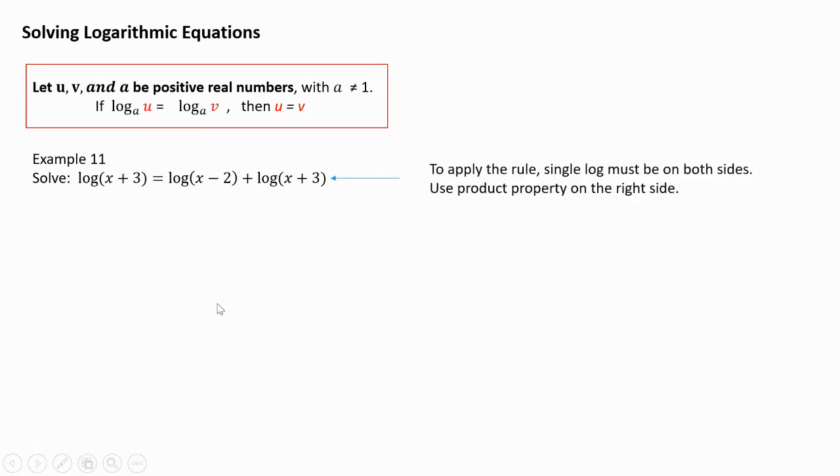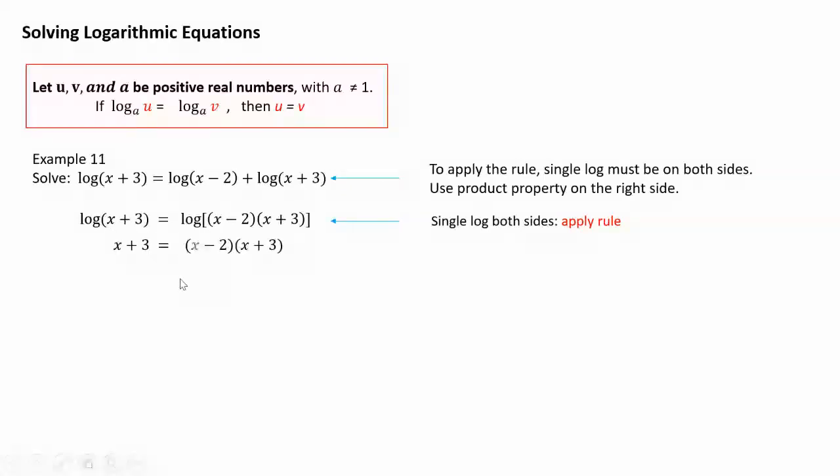You see, to apply the rule, a single log must be on both sides. Use the product property on the right side. Remember, if it's plus, you're going to put a single log, and you're going to multiply the x minus 2 times x plus 3. See? Now, since you have the same log base on both sides, you can apply the rule.